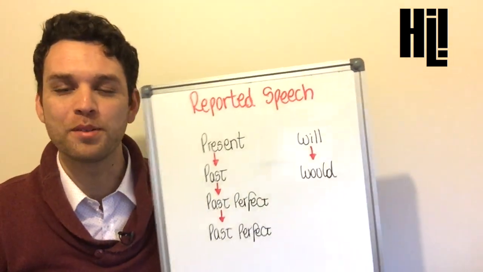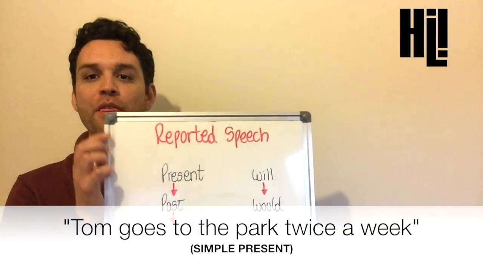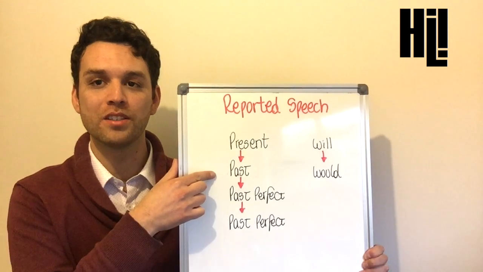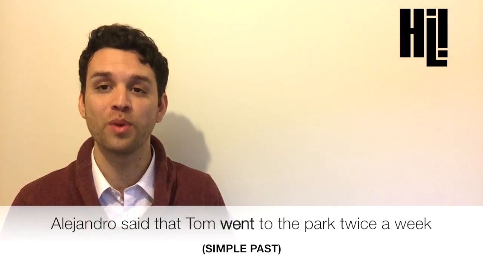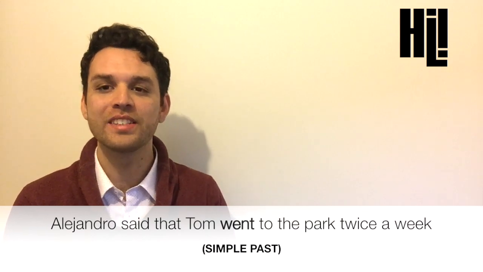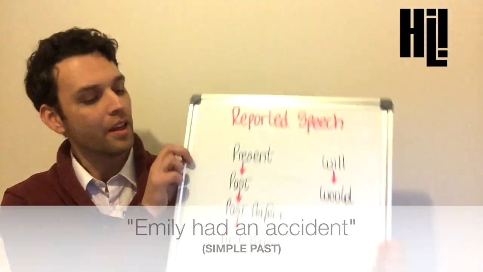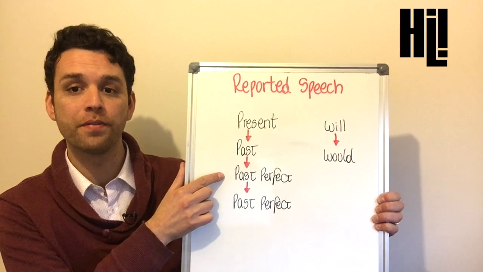Let's see some examples. "Tom goes to the park twice a week." That was a sentence in simple present, so I will need to change it into past. Alejandro said that Tom went to the park twice a week. Let's take another example, in this case with the direct speech in past. "Emily had an accident." If the direct speech is in past, we will need to report it in past perfect.